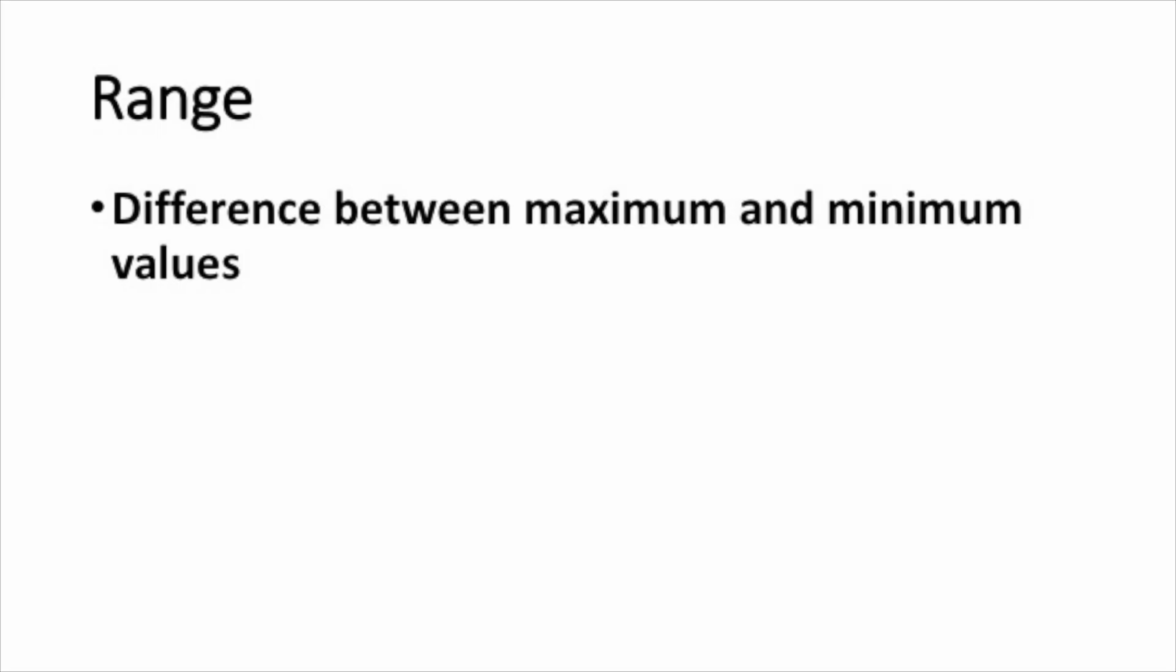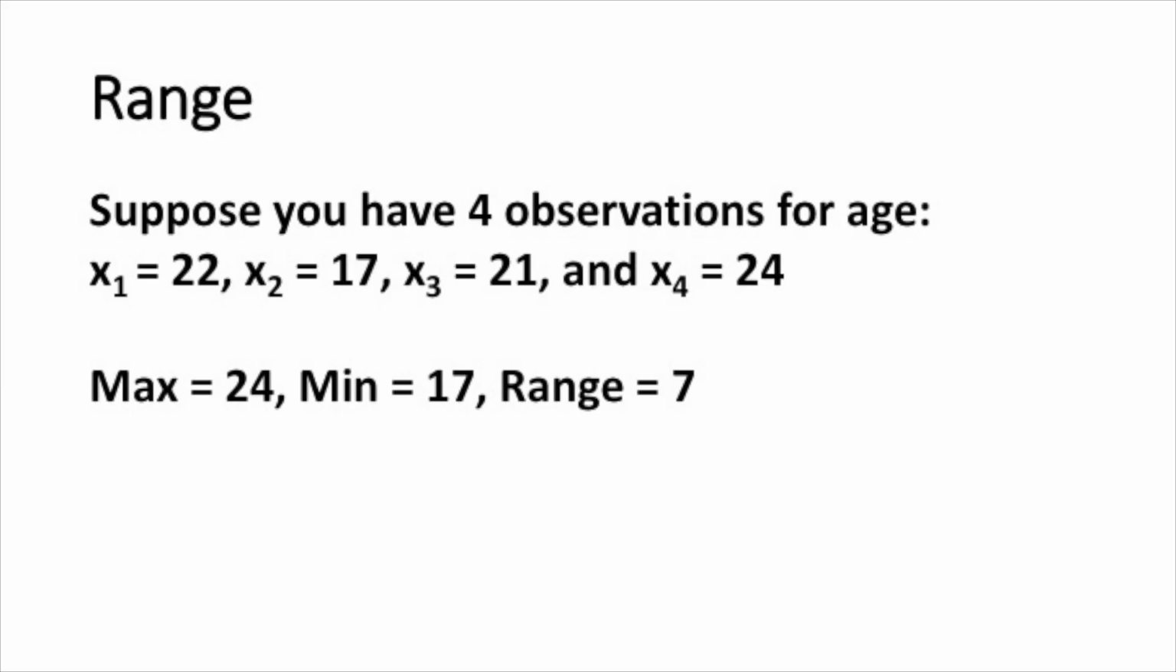The range is the difference between the maximum and minimum values, so it's the ultimate measure of variable spread. Here's a simple data set with 4 observations where the maximum is 24 and the minimum is 17. This gives us a range of 7.